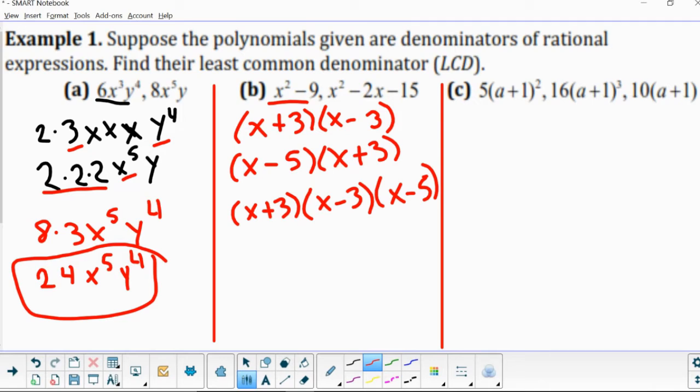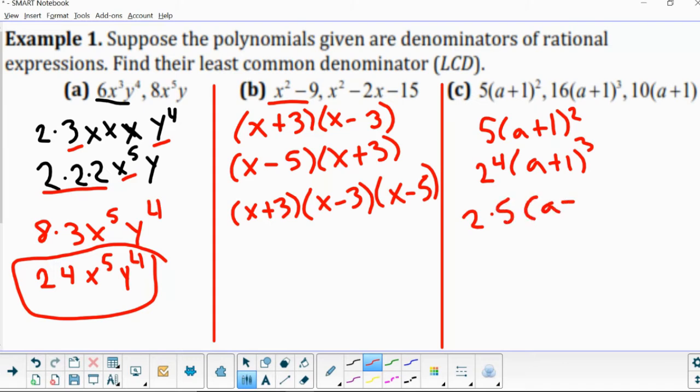Okay, so for this last one, we've got to do the same thing. So I'm not going to write out all the a plus 1's. We're just going to keep them squared into the third power. So 5 is already prime. So this one's good to go. But 16 there, we'd have to do 2 times 8. 8 is 2 times 4. And 4 is 2 times 2, right? So that would be 2 to the 4th is 16. And then a plus 1 cubed. Now 10 is 2 times 5. And we got a plus 1.